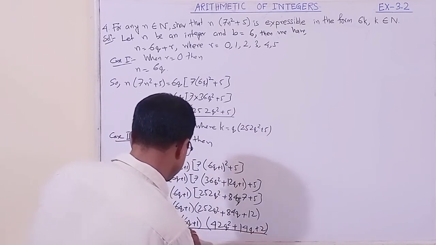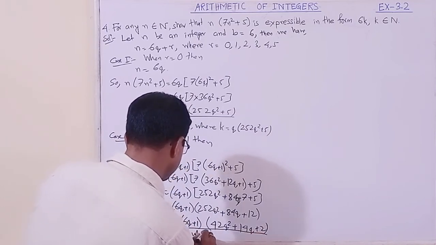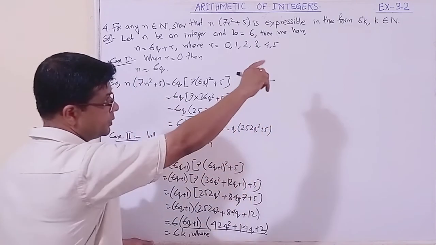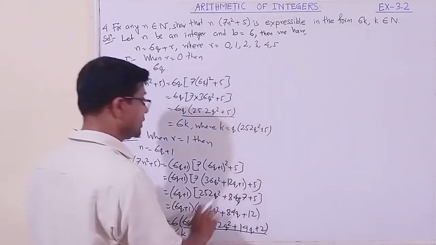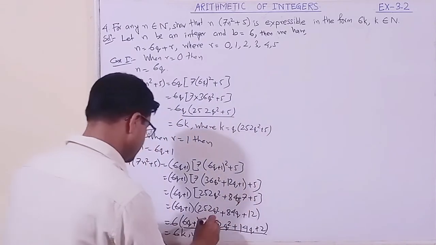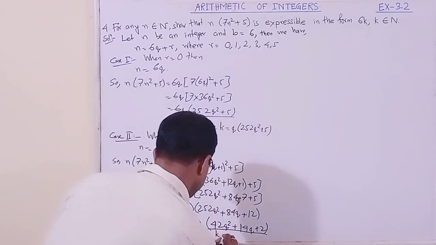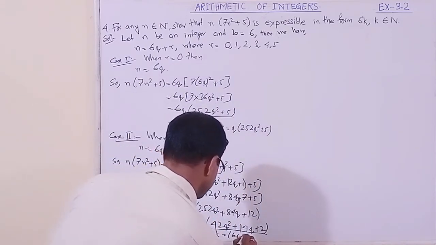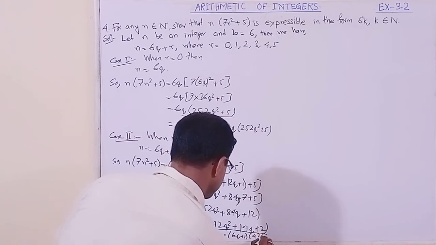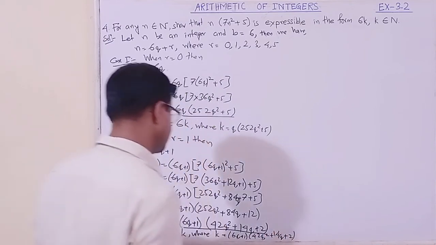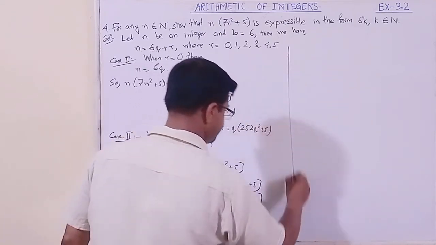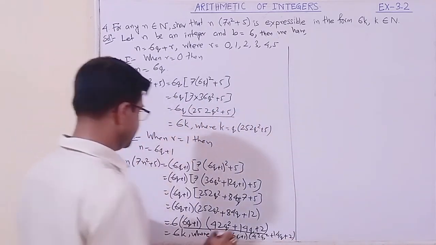So this is 6. This one let us write k, where we have to write in this form. You see why we are suddenly writing 6k? Because we have to write 6k. This is k equal to 6q plus 1, 42q square. I am writing very small, may not be visible, please adjust. Okay, next case.